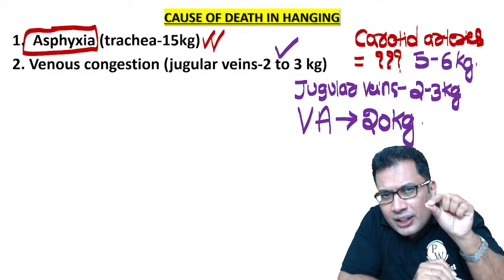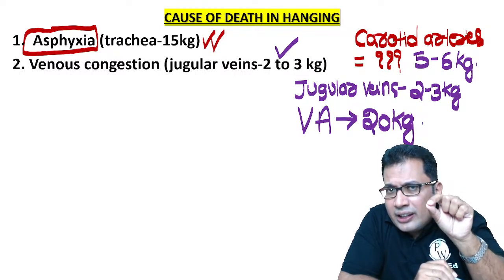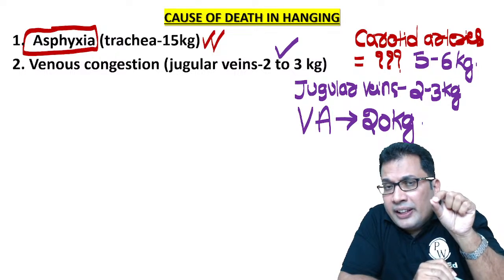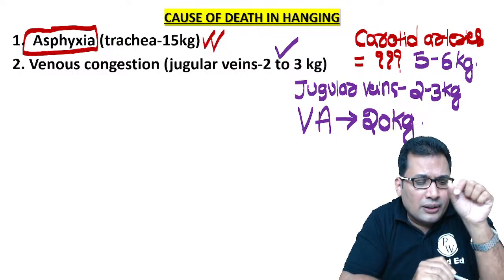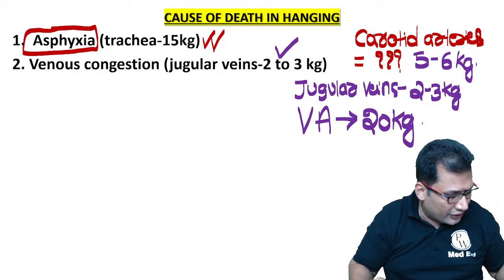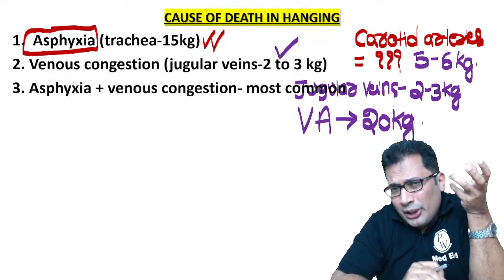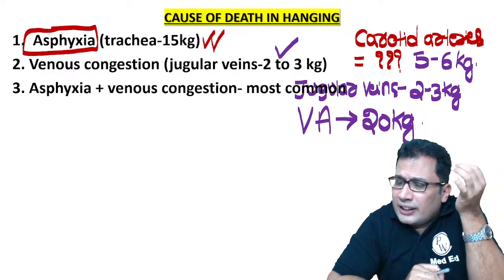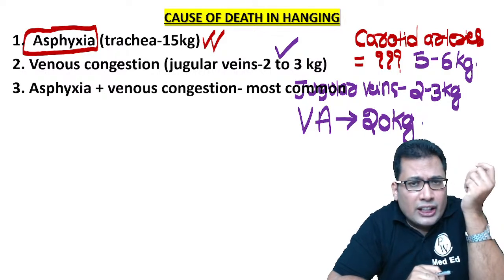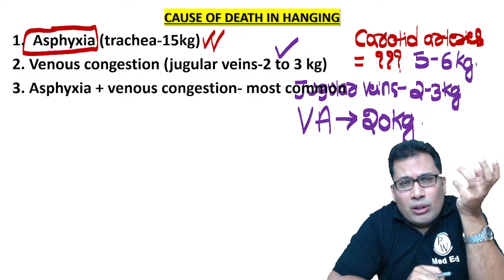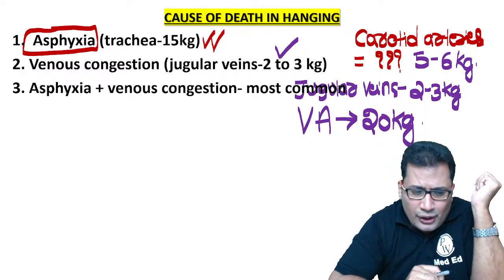If the question is asked in your exam, what is the commonest cause of death in case of partial hanging? It is probably venous congestion. Yes, Himanshu. Sometimes there can be a combination of asphyxia and venous congestion. Again, it all depends on the weight. For trachea it is around 10 to 15 kg. For jugular vein and external carotid artery around 2 to 3 and 5 to 6 kg. So the most common one is asphyxia and venous congestion.